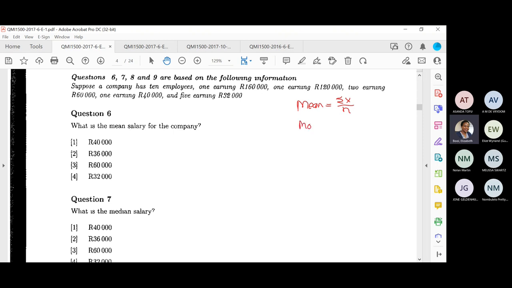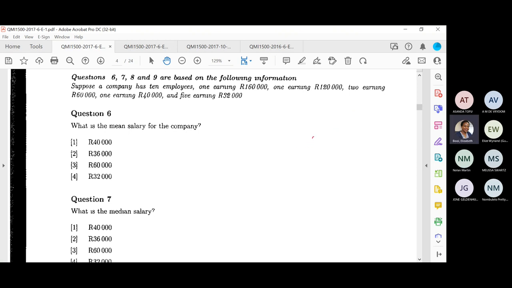And then you have what we call the mode, which is the most frequent value, which means it is the value that appears more times than the other values, not the highest value, but the one that repeats itself more than the rest of the other values.